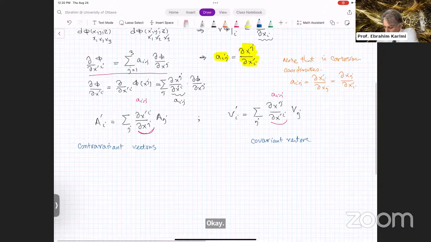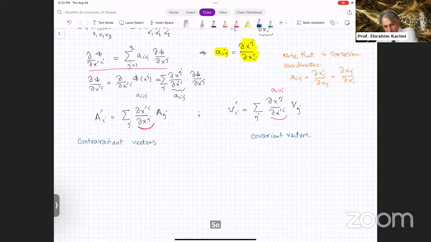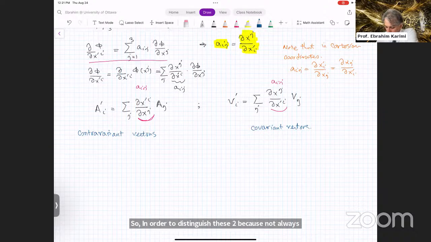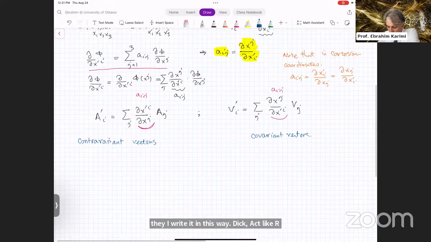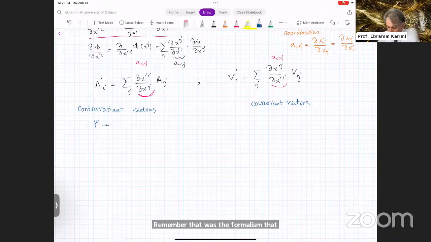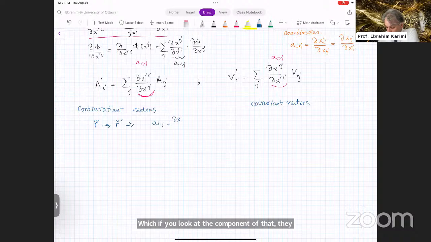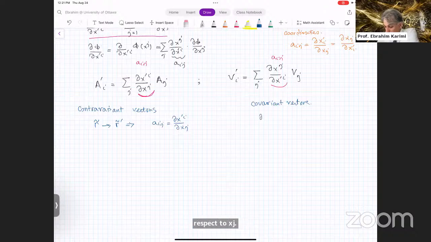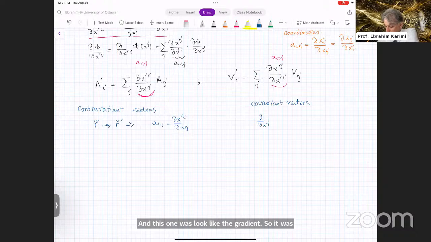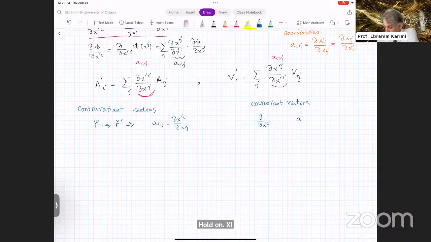So, in order to distinguish these two, because not always they are written in this way, the covariant vectors act like R, remember that was the formalism that R changes. So R changes like R prime i, which if you look at the component of that, had aij given by the derivative of x prime i with respect to xj. And this one looked like the gradient. So aij was the derivative of xj with respect to x prime i.